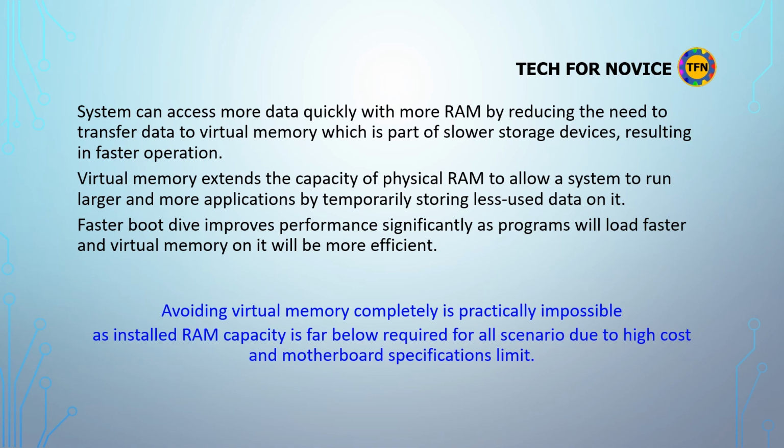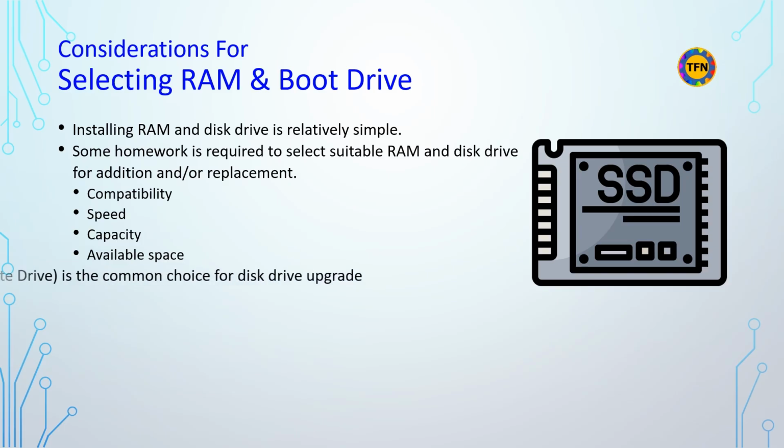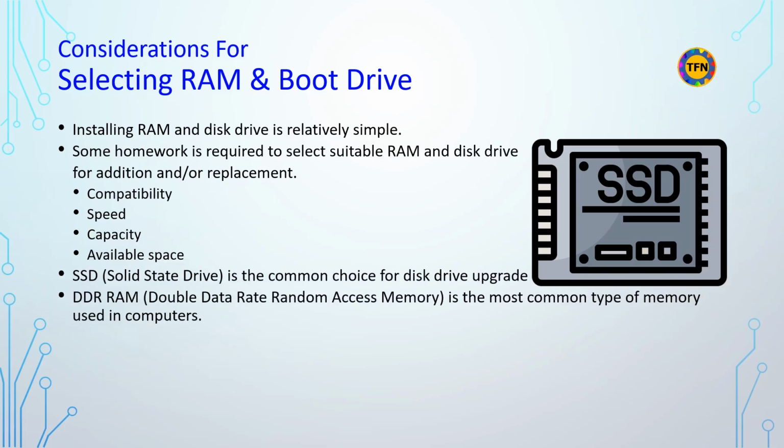Avoiding virtual memory completely is practically impossible, as installed RAM capacity is far below what is required for all scenarios due to high cost and motherboard specification limits. Installing RAM and a disk drive is relatively simple, but some homework is required to select suitable RAM and disk drive for addition or replacement. Compatibility, speed, required capacity, and available space for installation are the main specifications we need to consider. Solid-state drive or SSD is the common choice for disk drive upgrade due to high speed and robustness in comparison to traditional spinning hard disks.